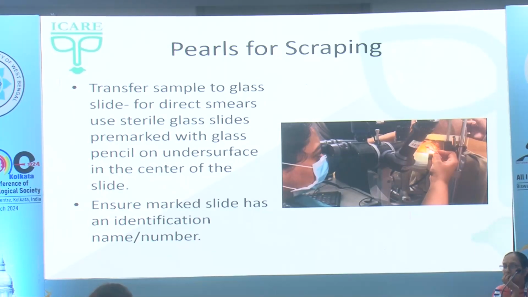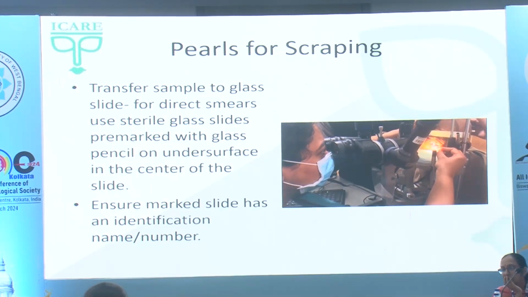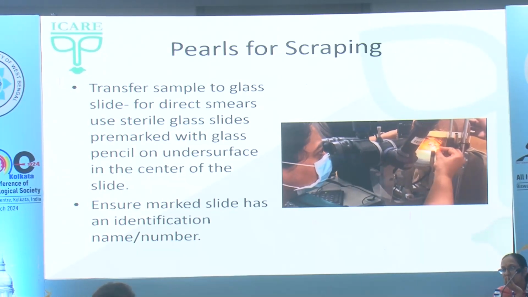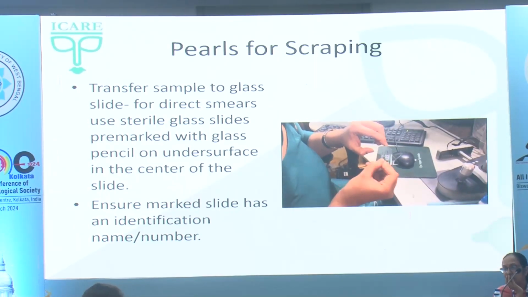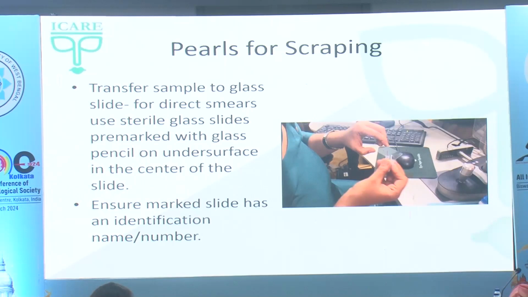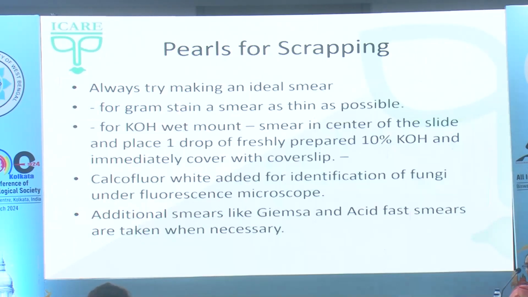So transfer the sample to the glass slide for direct smears. We use sterile glass slides pre-marked with a glass pencil on the undersurface in the center of the slide. Ensure that the marked slide has an identification number and name. So make an ideal smear. For Gram stain, the smear should be as thin as possible.